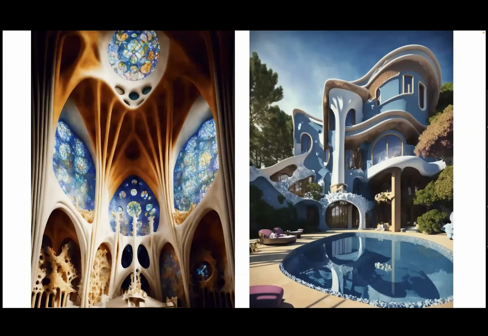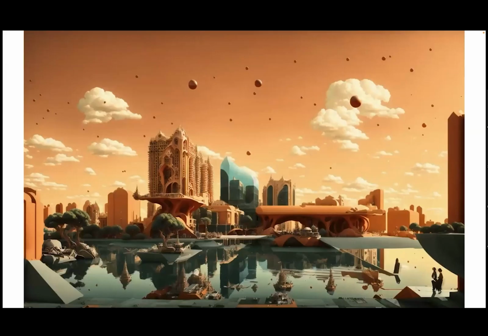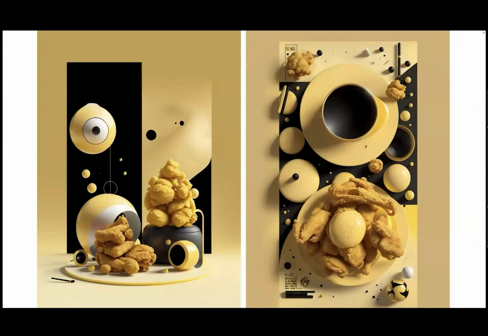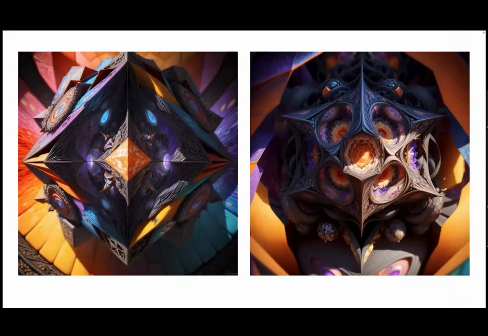And you could also have a surreal rendering of a city, which is just good looking. Or you could have some site plans made of fruit. Or maybe you could just have some poster or commercial for fried chicken, but in a more fashionable way. Or you may just come up with some intricate patterns that are hard to explain.